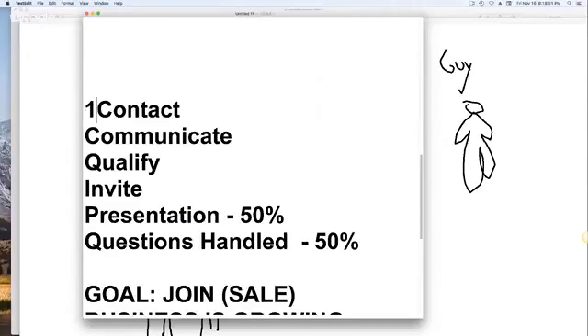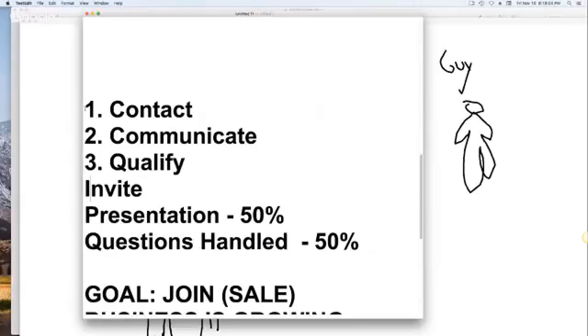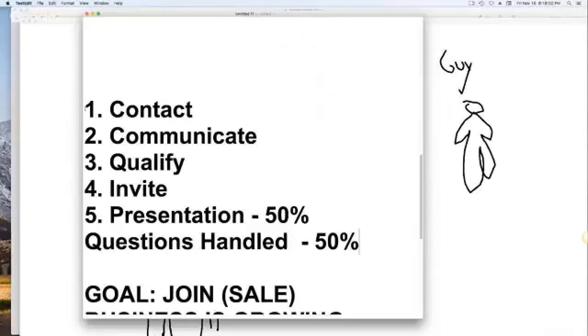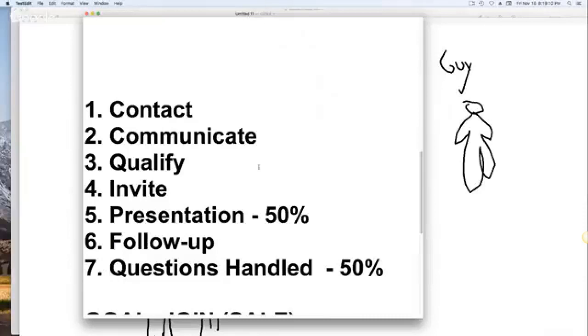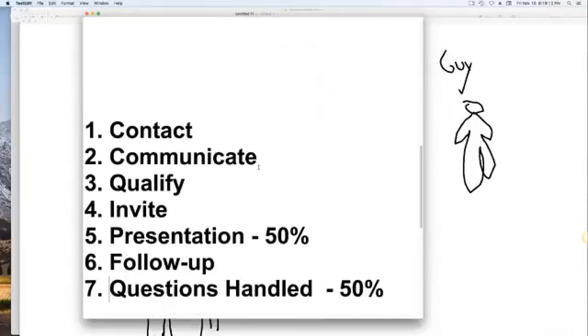What do we have? We have our 7 steps that are always the same 7 steps every single time, every single product, every single opportunity. It doesn't matter. And before we can handle his questions, we have to follow up with them, because otherwise we're not talking to anybody. We're just talking to ourselves.